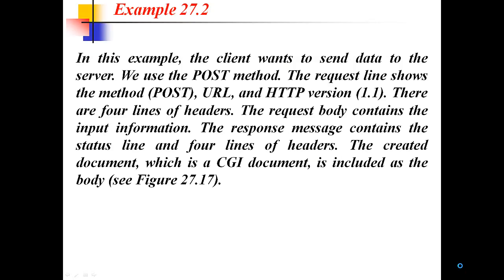So here's another example. The client wants to send data to the server, so we're going to use a post method. The request line shows the method post, URL, and HTTP version. There are 4 lines of headers. The request body contains the input information. The response message contains the status line and 4 lines of headers. The created document, which is a CGI document, is included as the body.